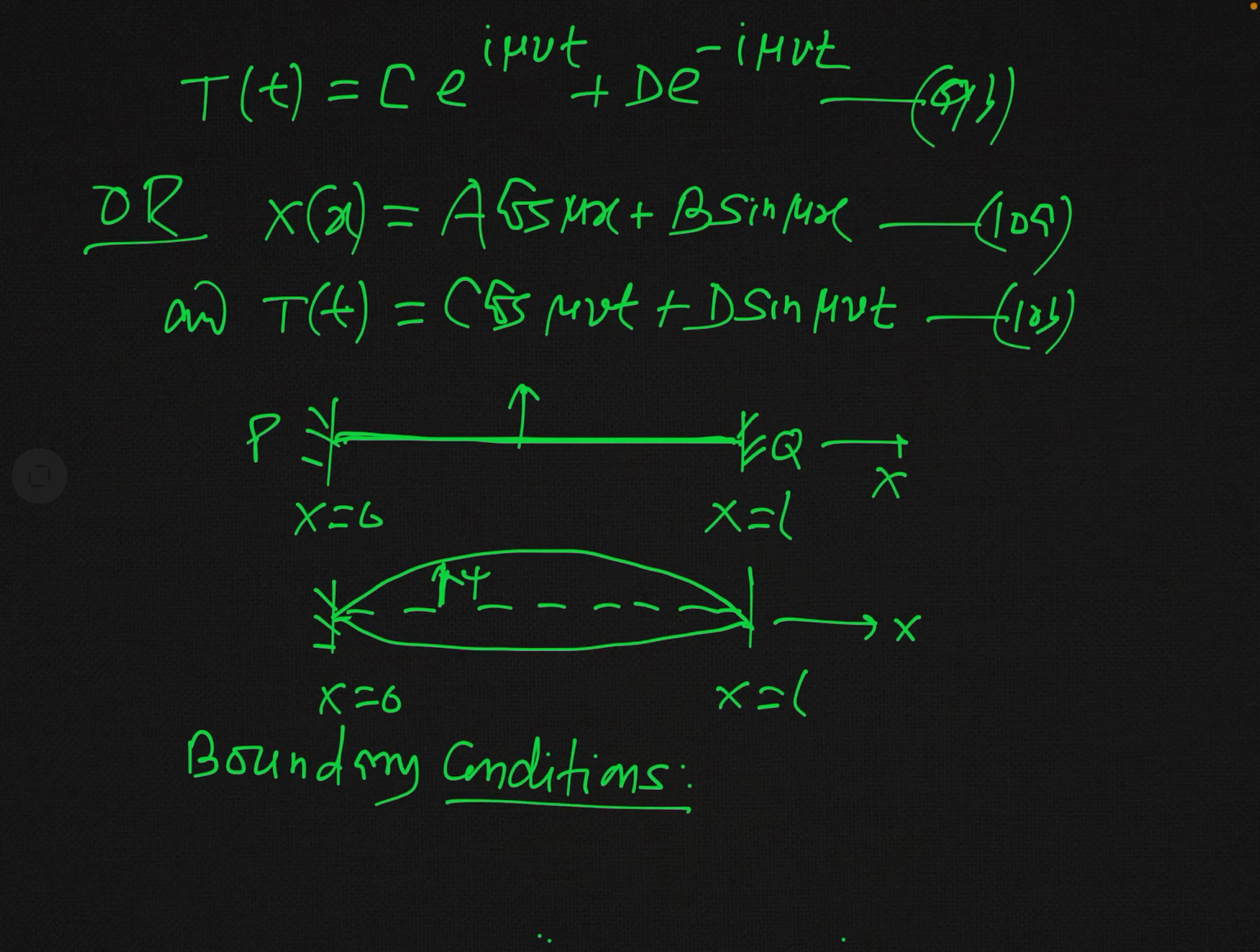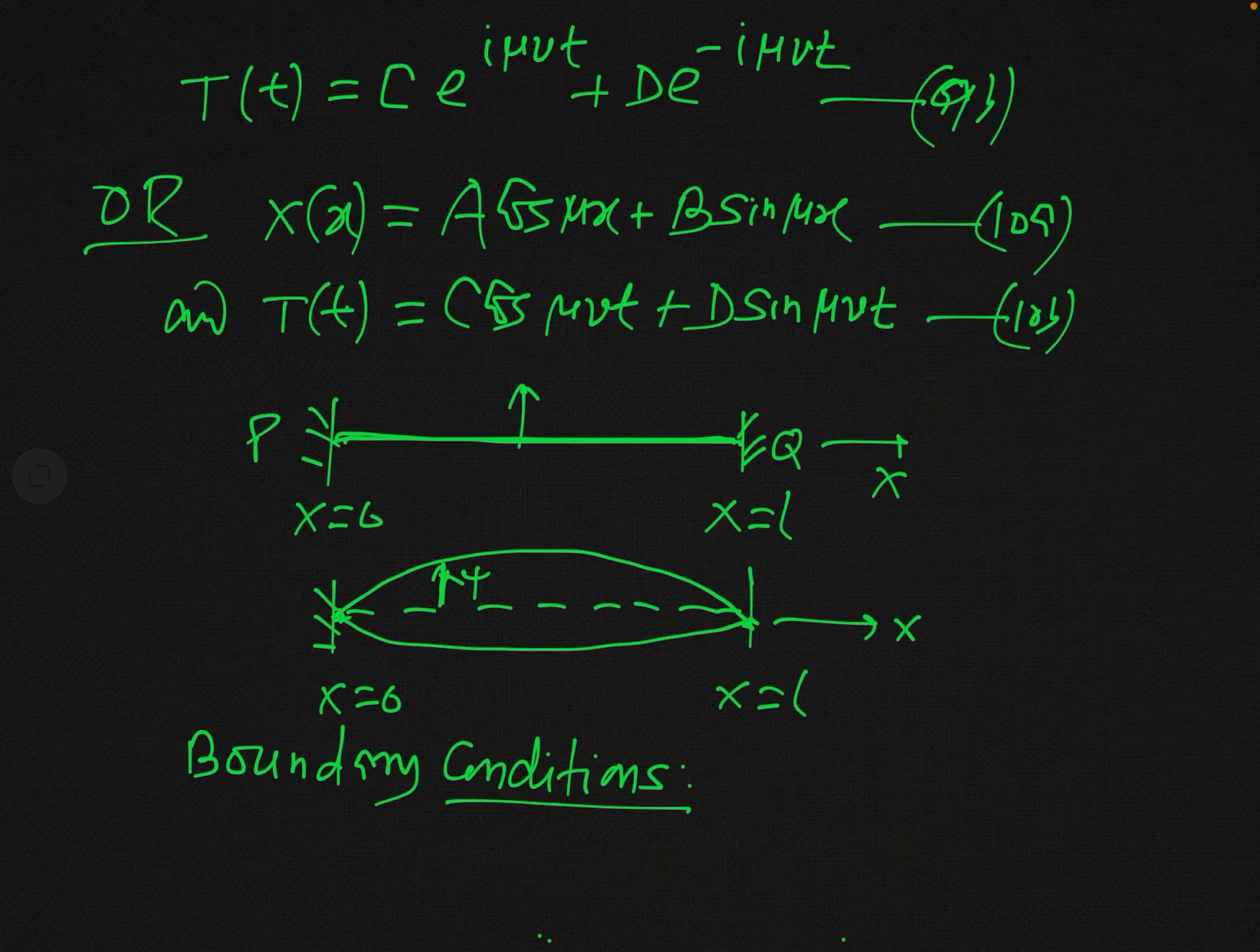Boundary conditions. See, the first boundary condition: at x equal to 0, the displacement is always 0, and similarly at x equal to L, the displacement is always 0, because the string is rigidly fixed at the ends x equal to 0 and x equal to L. So the segment of the string at x equal to 0 and x equal to L never gets displaced, and so psi is always 0 at all times at x equal to 0 and x equal to L.